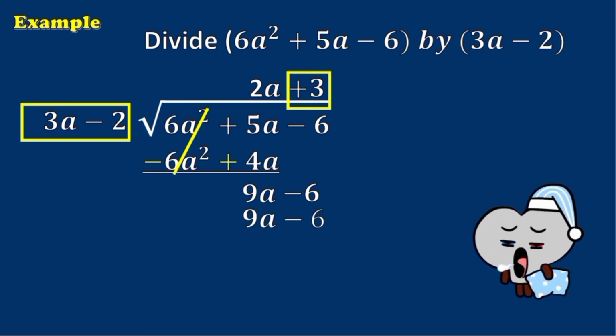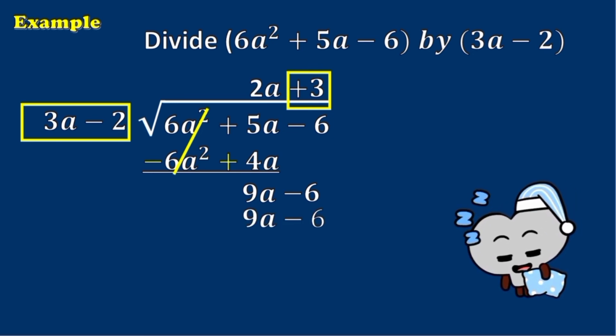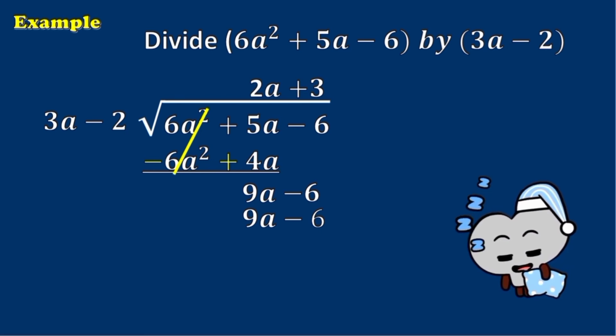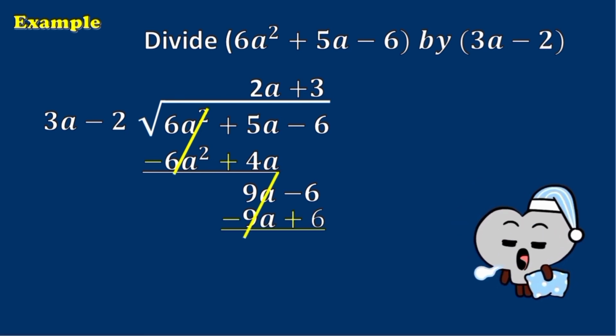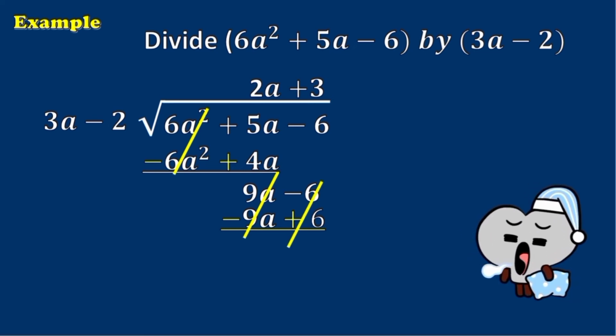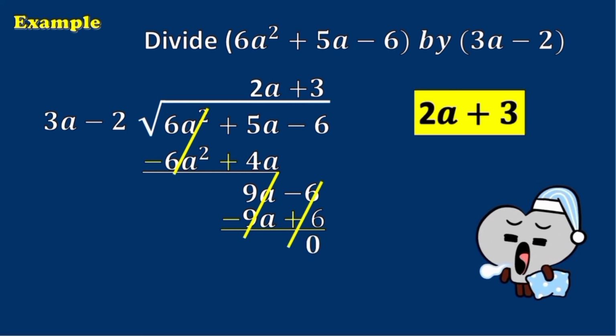Then subtract. Change the sign of the subtrahend, then proceed to addition. 9a minus 9a, 9a minus 6. Our answer has no remainder. Our final answer is 2a plus 3.